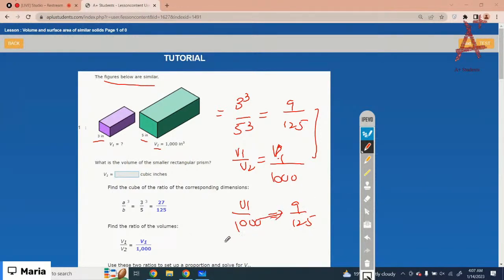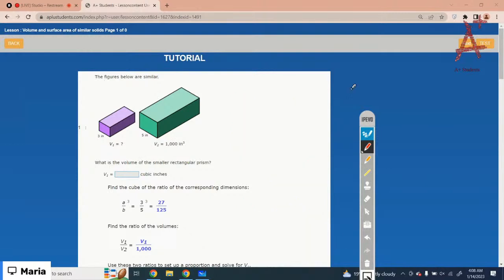Cross multiply: V1 equals 9 times 1000 divided by 125. Let me just find the value on the calculator. It is 9000 divided by 125, that would be 72. That means the volume of the smaller figure is 72 inches cube. Okay, let's just start with another example.